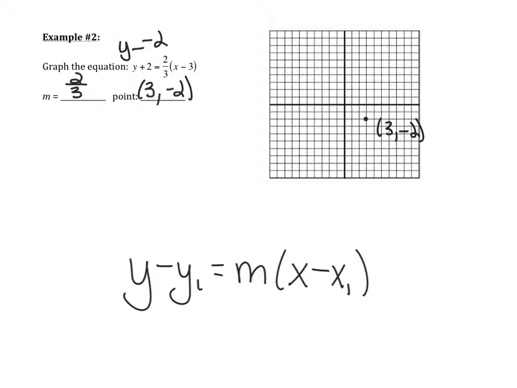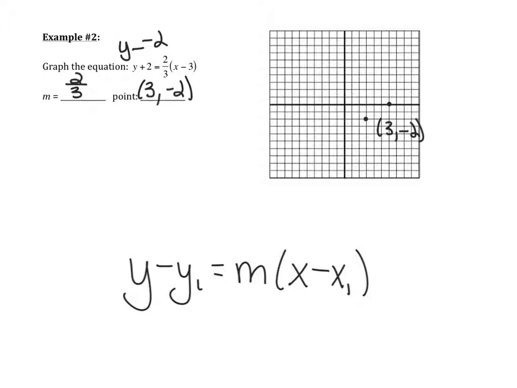Now starting from this point, I'm going to use my slope just like I always do as rise over run. So I'm going to go up 2 and over 3. So starting again from that point, I'm going to go up 2, 1, 2, and over 1, 2, 3, and then put my other point. And there's my other point.